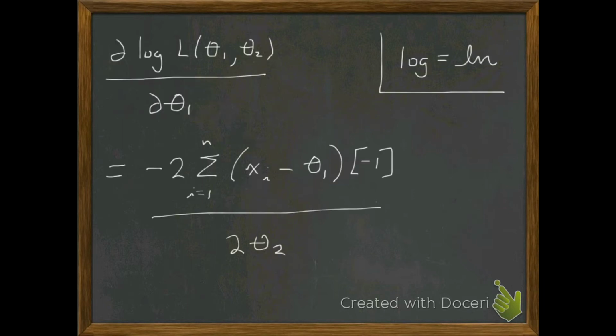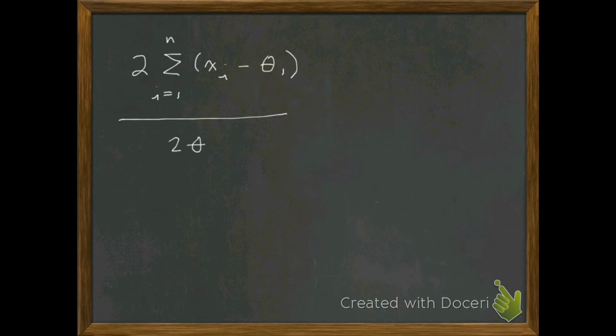So next, let me just rewrite this. I need to set this equal to 0. So I'm going to have negative 2 times the sum i equals 1 to n of x sub i minus theta 1, times negative 1, so I'm just going to make this over 2 theta 2. So I need to set that equal to 0.